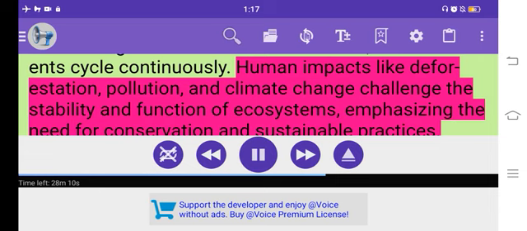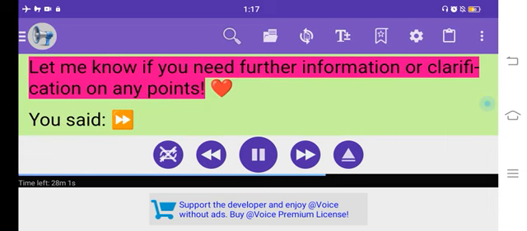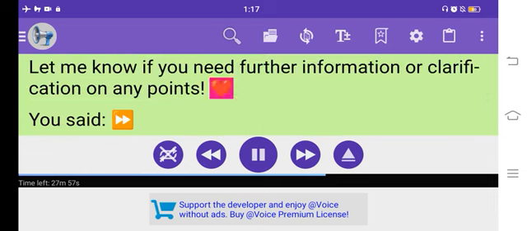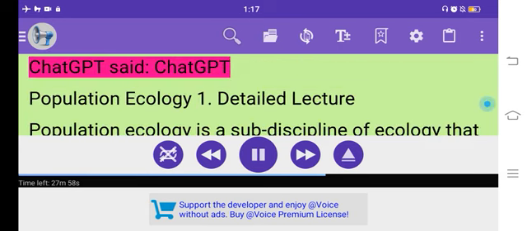conservation and sustainable practices. Let me know if you need further information or clarification on any points.